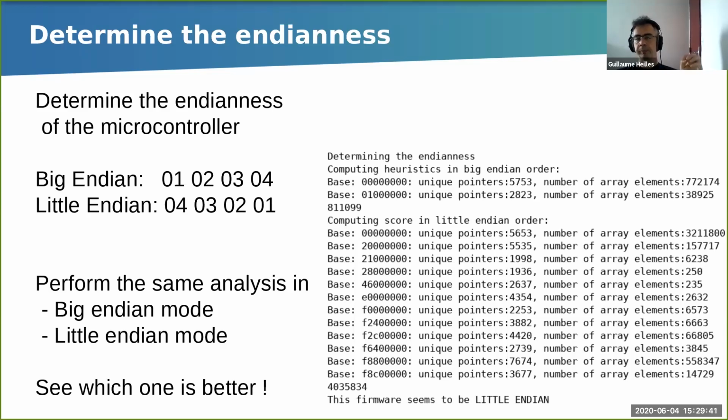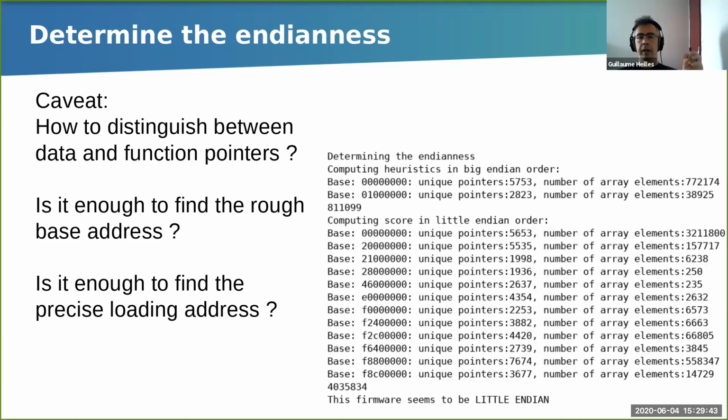Okay, but is it really useful? We know we have a sequence of values with the same prefix, that's fine. But how do you distinguish between raw data and functions and pointers to functions or pointers to data? Well, you don't know, because there is no information as to what each 32-bit value corresponds to, okay? So is it enough to find the raw base address? Yes, it is, because you can just check the buckets with a high count of elements.